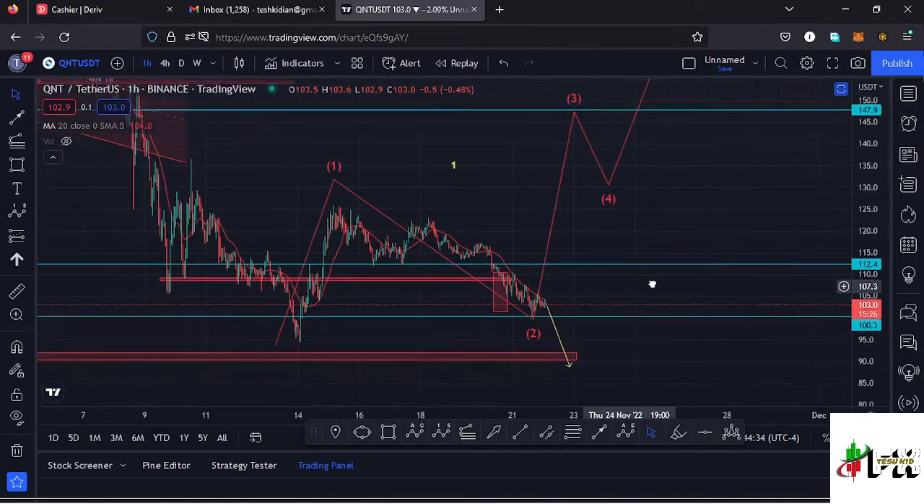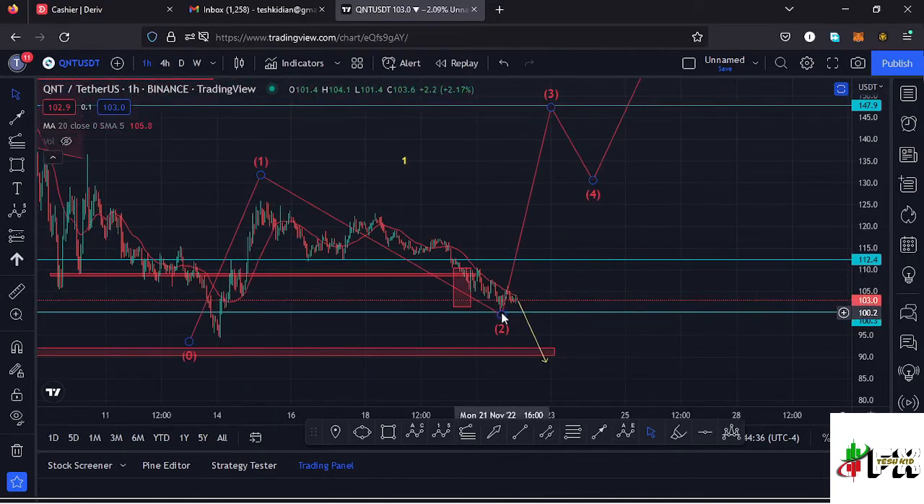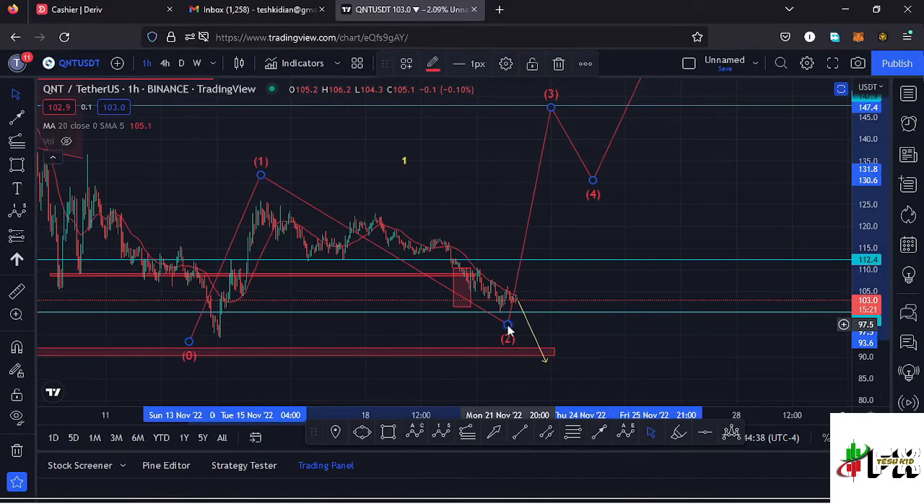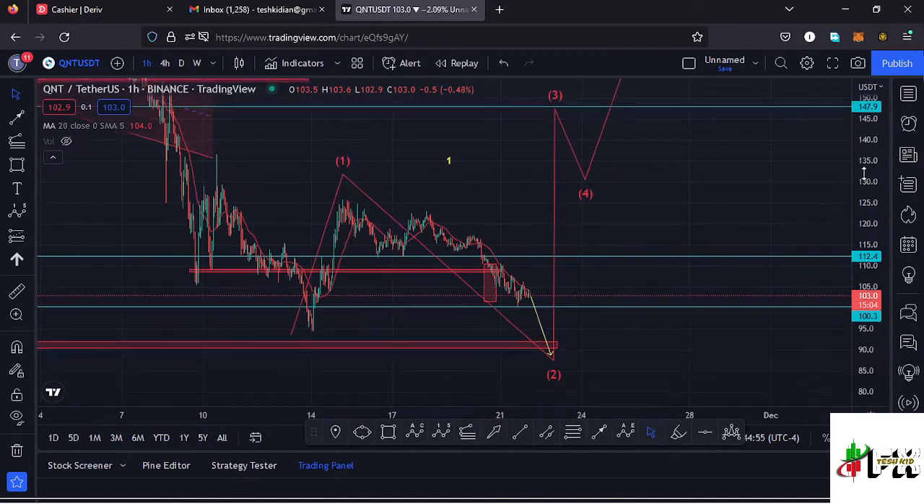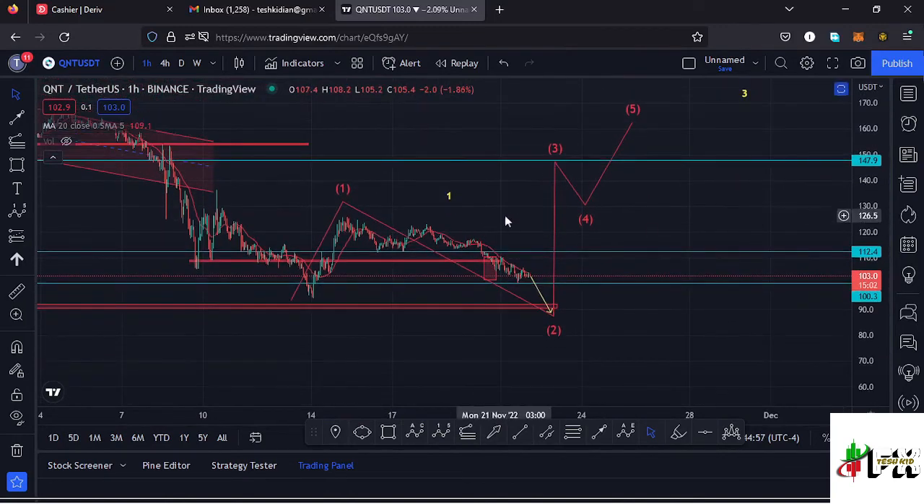And in case that also plays out, then this Elliott wave structure that I have right here will be invalidated, because our wave 2 low will be below the low that we have for this wave 1. And in case that plays out, then this is not a valid wave 2 to the lower side anymore, and we might have to sketch out a new Elliott wave count here on the Quant chart.